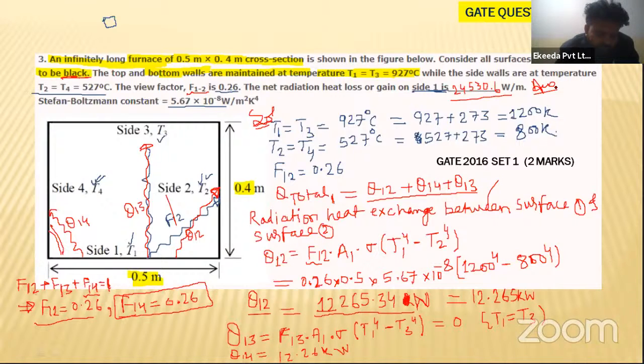These kinds of simple questions they are asking.